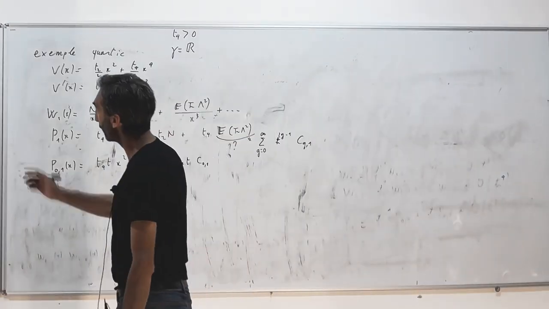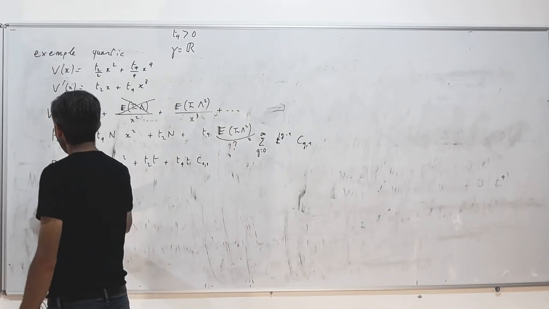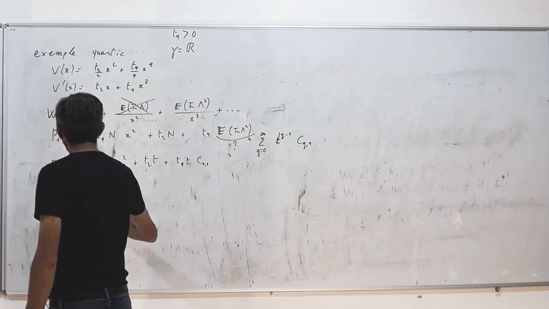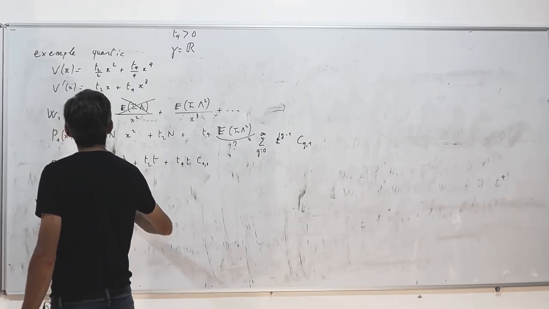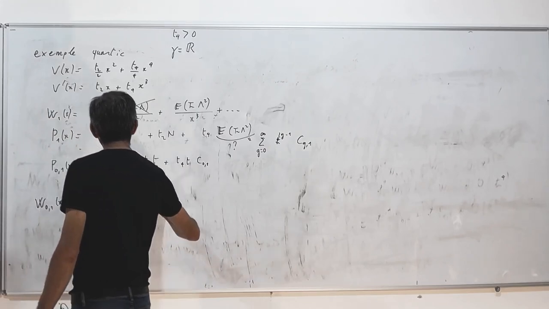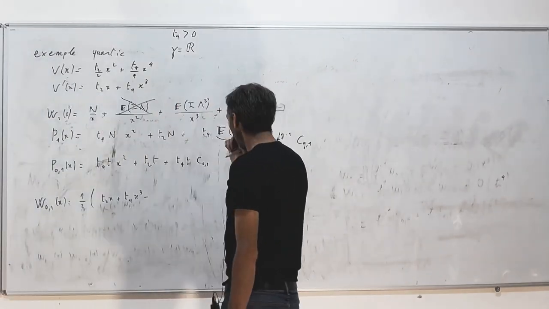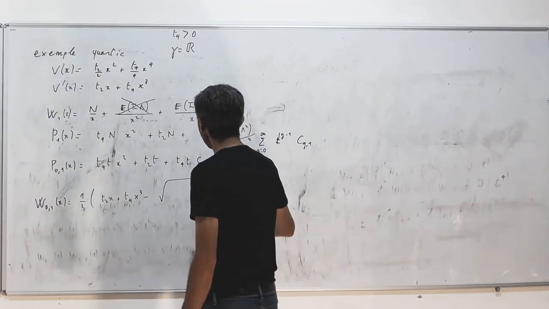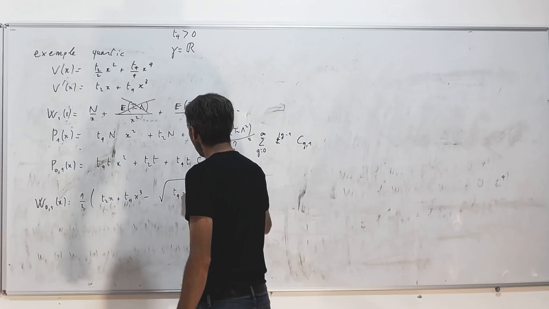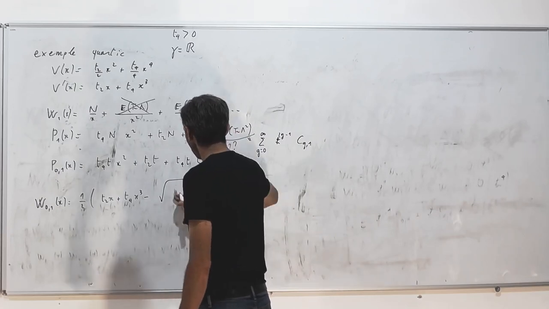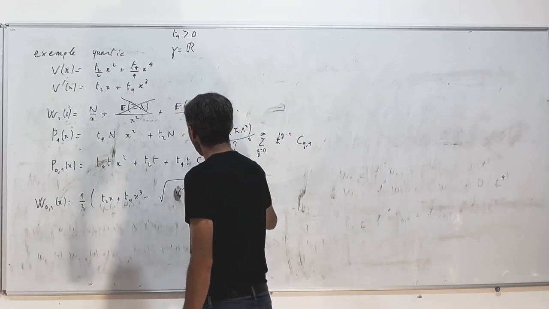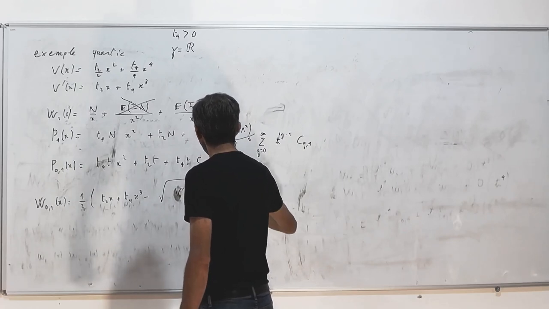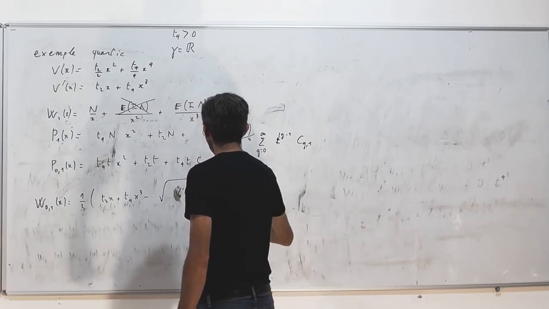Okay, so then what is our formula? W01 of x is one half of t2 x plus t4 x cubed minus the square root of some polynomial, which is V prime of x squared minus 4 P01 of x. And this polynomial has degree 6.